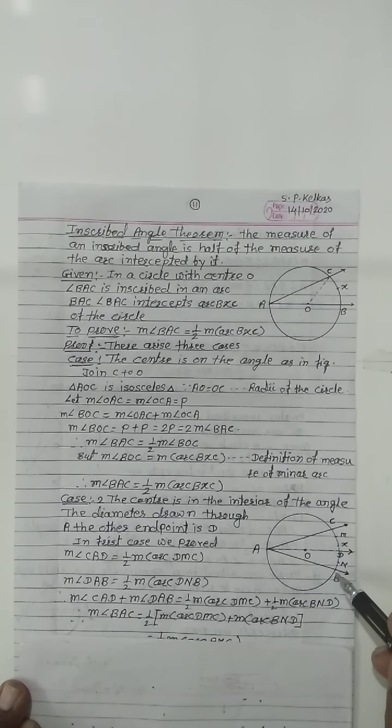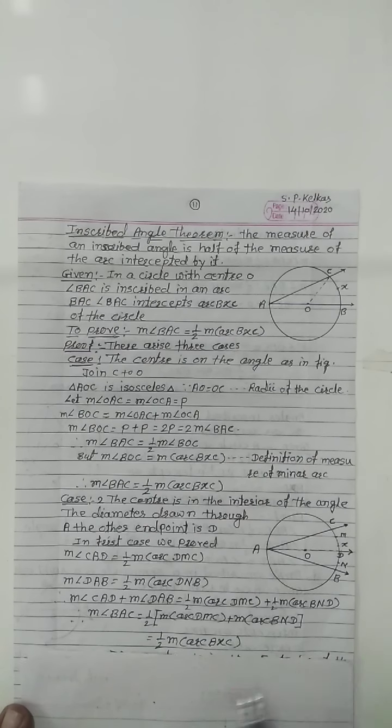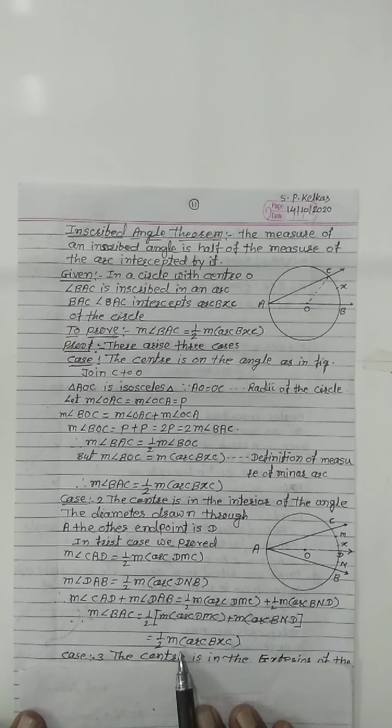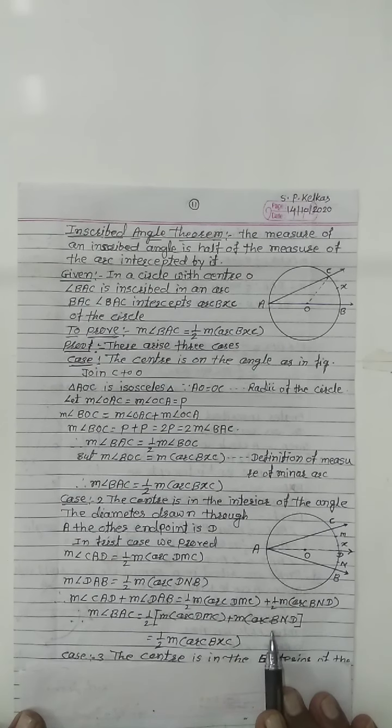arc CXB, or arc BXC. Then we write down here 1/2 measure of arc BXC. We can say that this is the arc addition property.